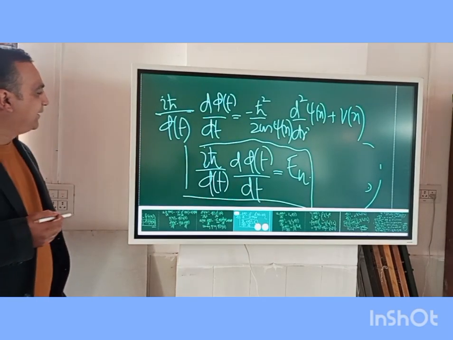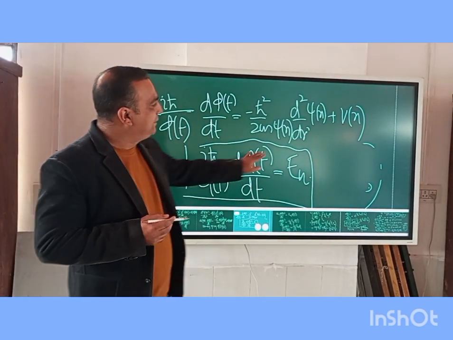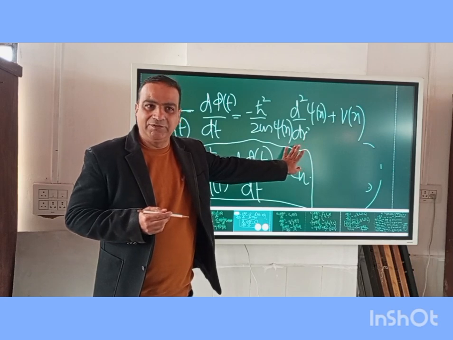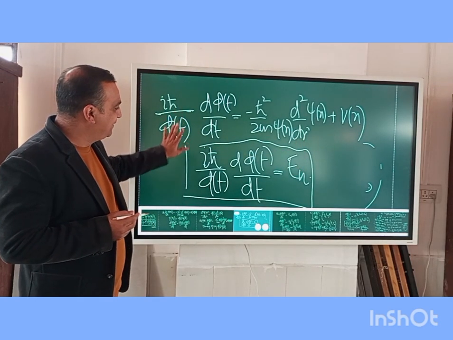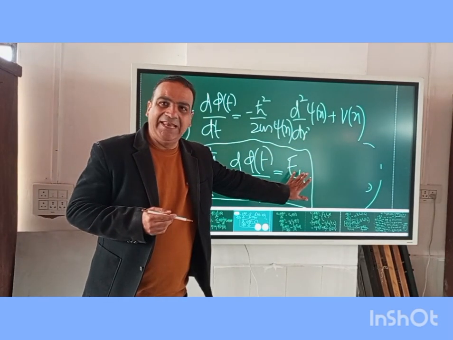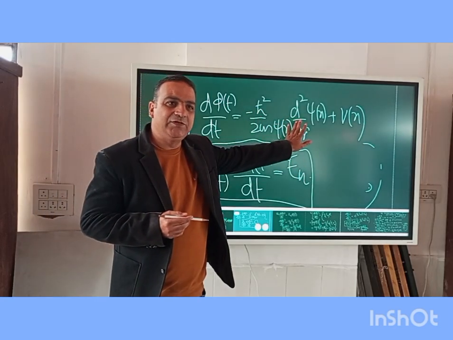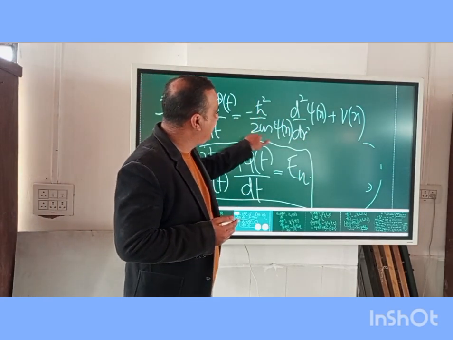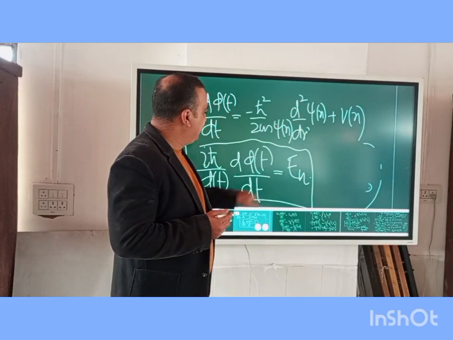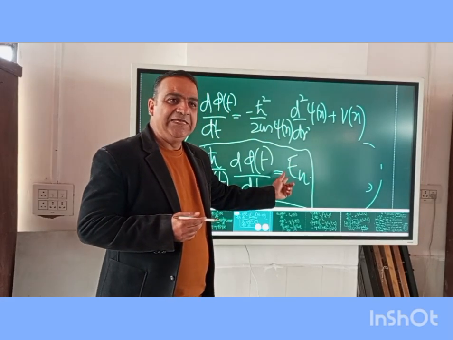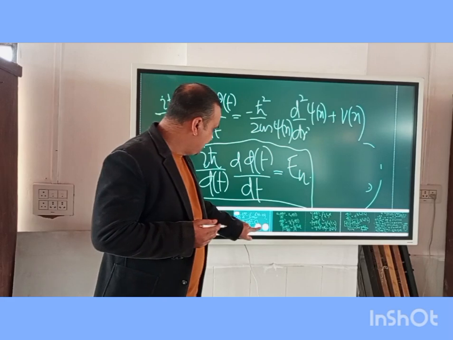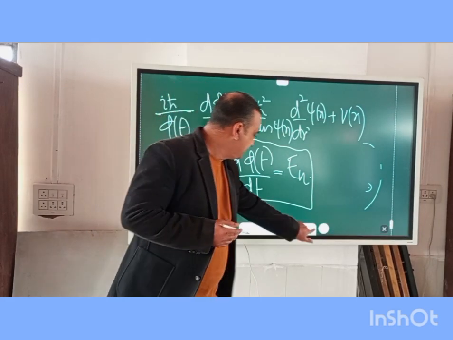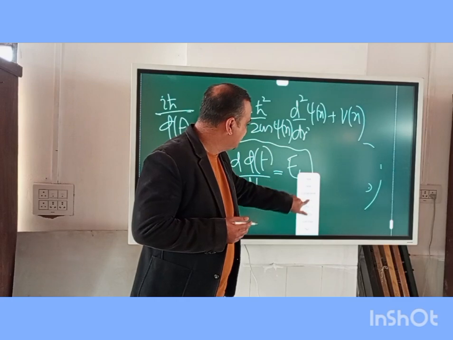And now we will take the time independent part of Schrödinger's equation. So the left hand side is equal to En, the right hand side is also equal to En. So we'll have to start from here. So this thing must be equal to En, right? So now how do I have to move?